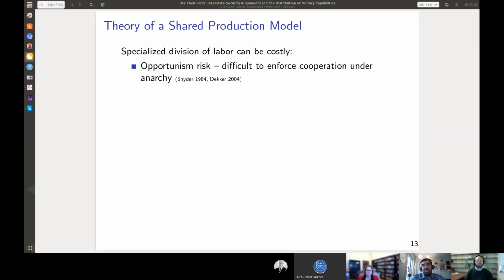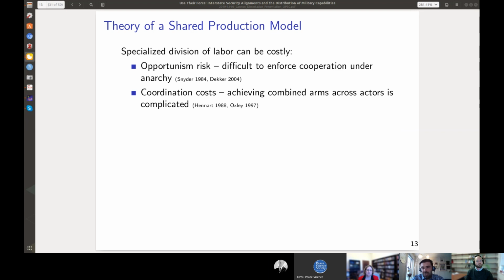The first thing you have to deal with is the risk of opportunism. It's hard to enforce cooperation under anarchy. If you're relying on a particular ally to bring the minesweepers and they don't show up on the day of the battle, that's really concerning, and that can be really tricky for a state to handle. So how do you prevent a state from just taking advantage of that?